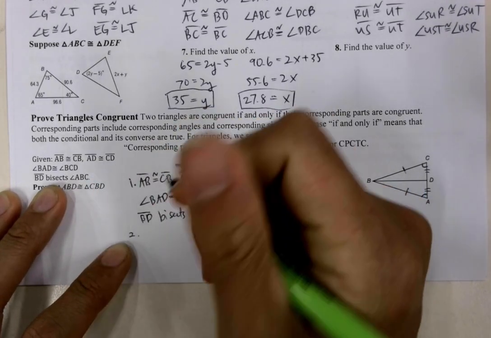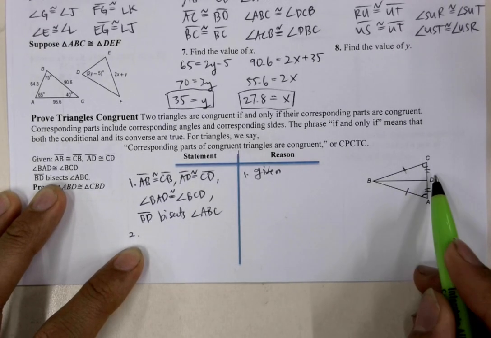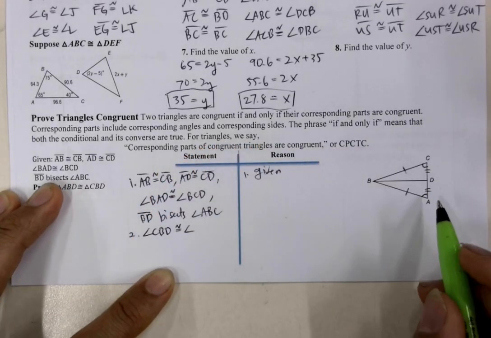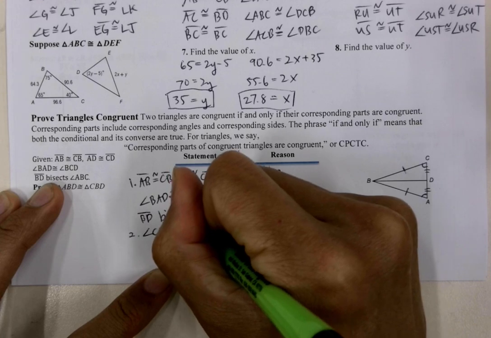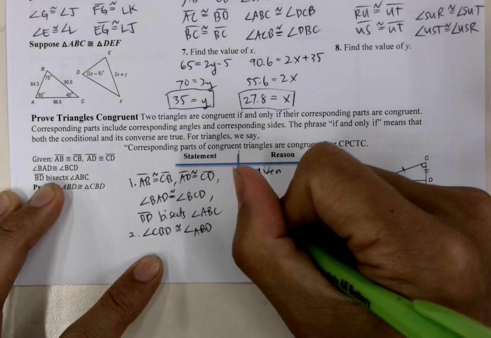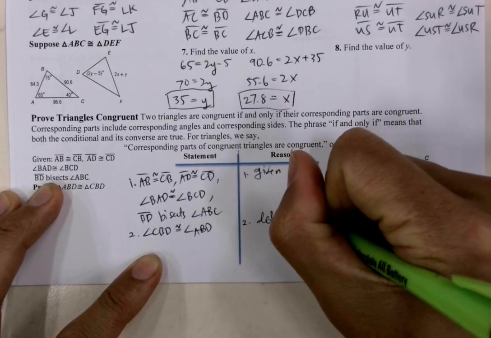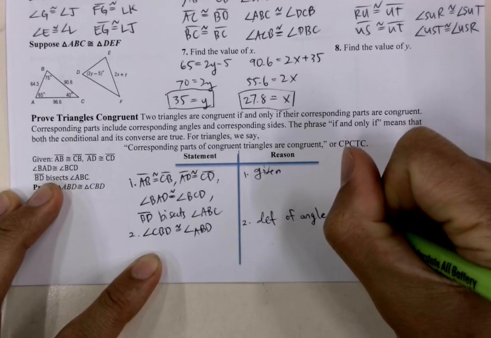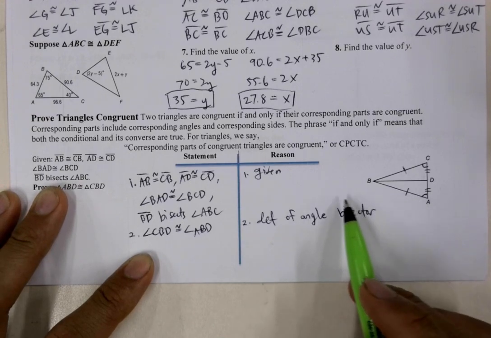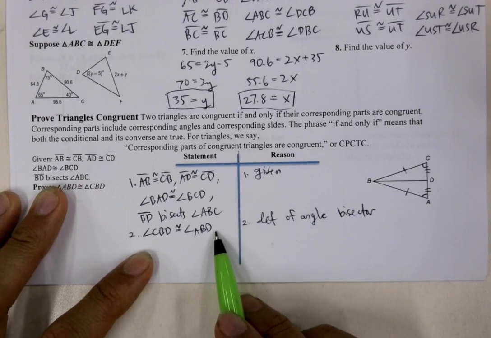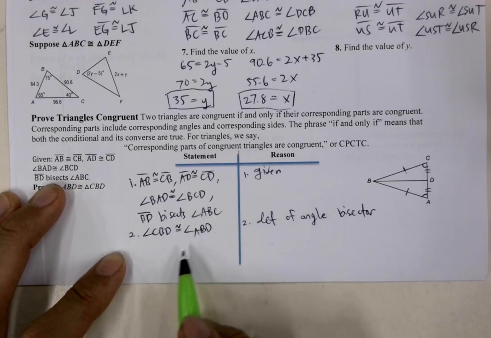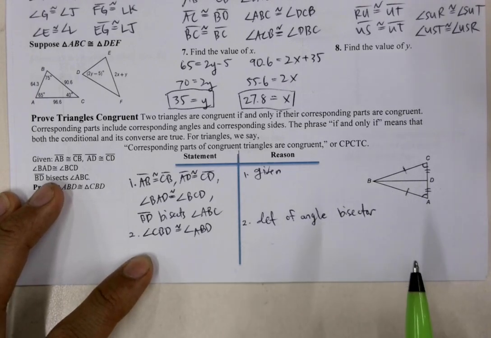So the next statement that we could say is that angle CBD is congruent with angle ABD. And the reason for that is the definition of angle bisector. And the definition of an angle bisector, if you're not aware, is that the line bisects an angle if it divides the angle into 2 congruent angles. Right? So here we go. Okay, so then what else do we need?